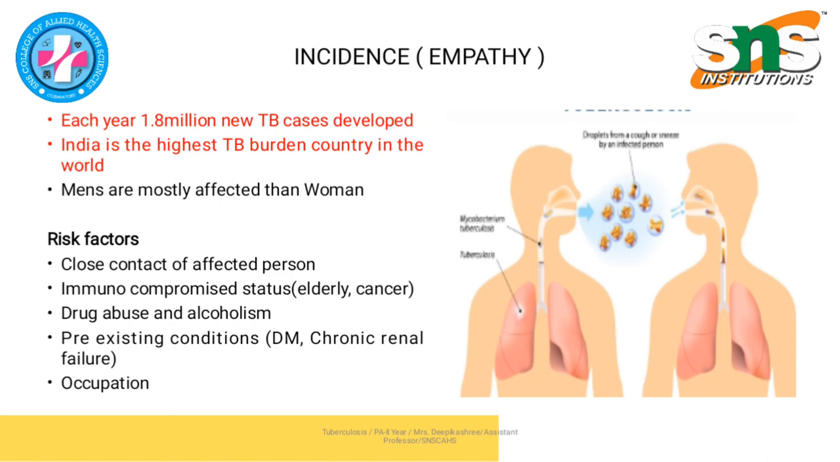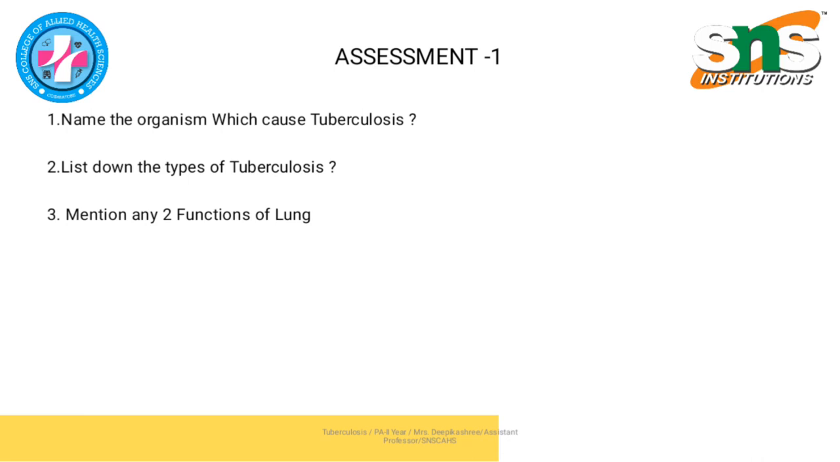Incidence, the epidemiology part. Men are affected more than women, and 1.8 million new TB cases are recorded in recent years. The risk factors of TB are close contact with an affected person, immunocompromised status, drug abuse and alcoholism, pre-existing conditions, and occupation. Now the assessment.